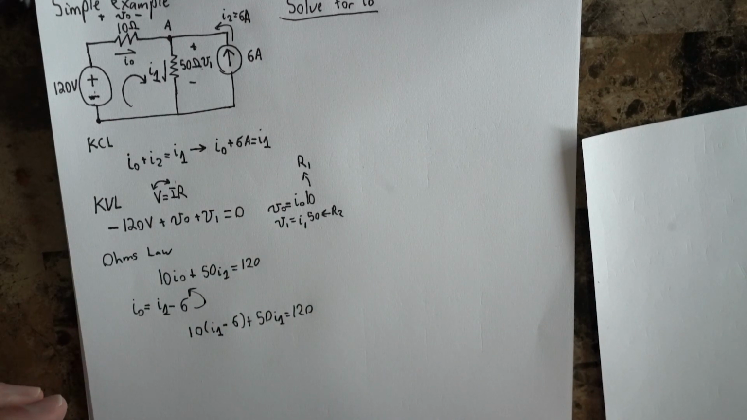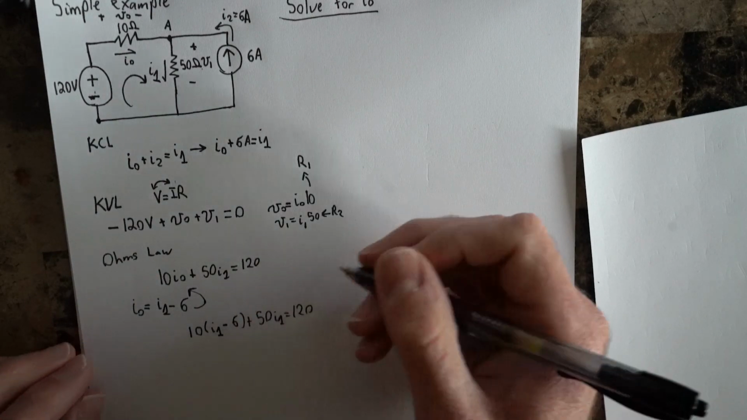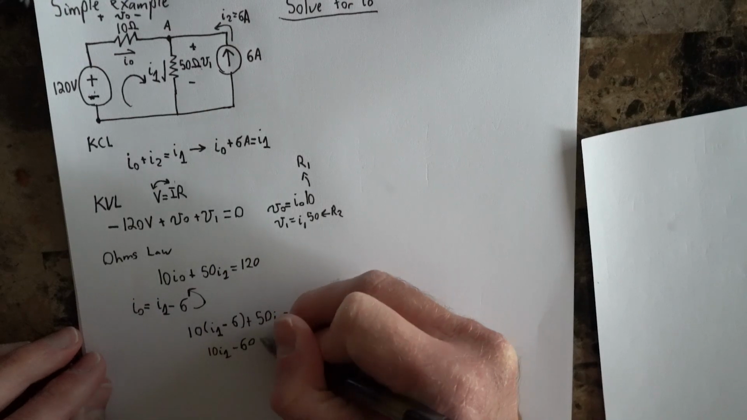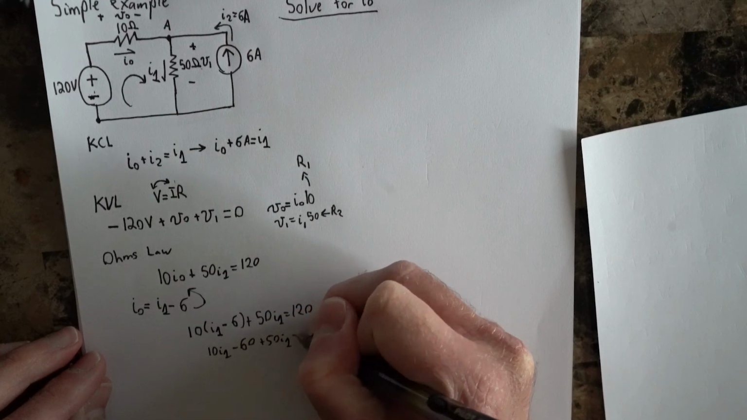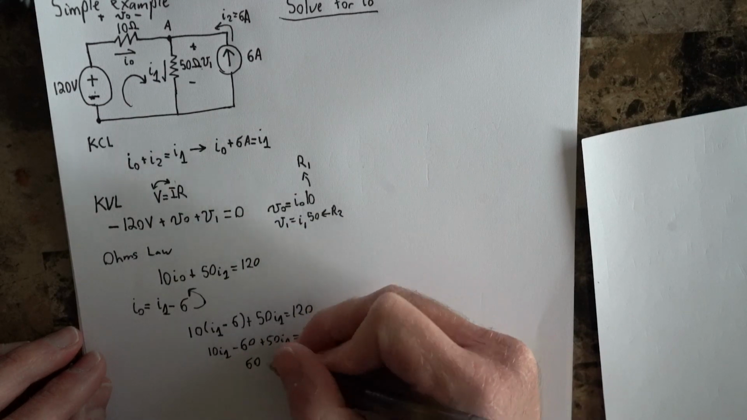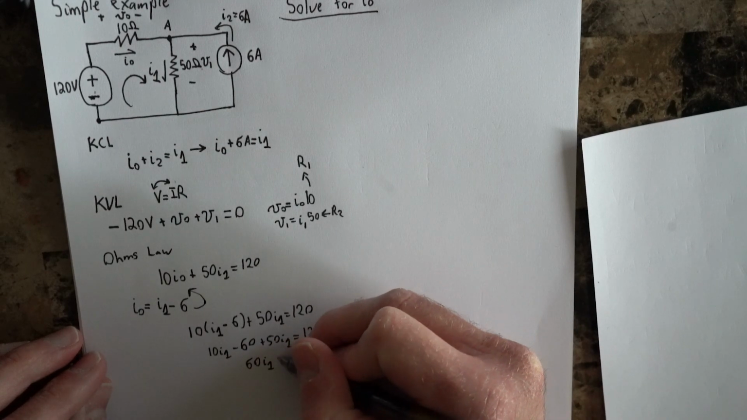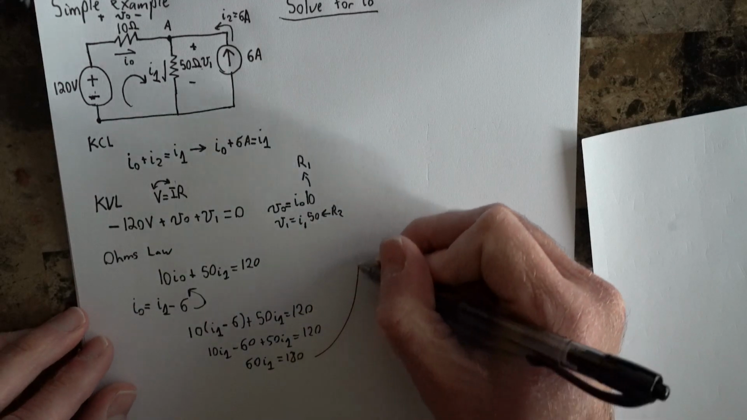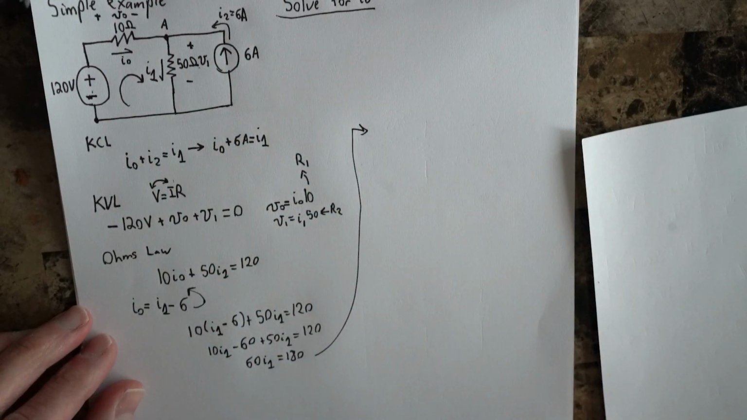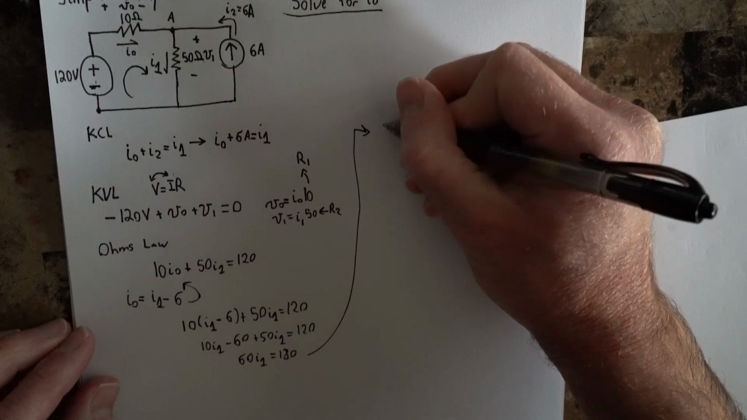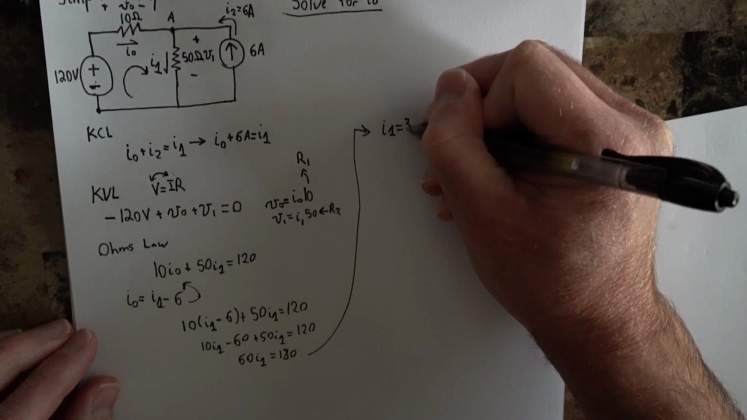Okay, so then let's go ahead and solve this out. So plugging this all together gets us 10 I1 minus 60 plus 50 I1 is equal to 120. Doing a little bit of algebra gets us 60 I1 equals 180. And now, go ahead and move up to here so that you can see with the camera. Now, solving this gets us that I1 is equal to 3 amps.